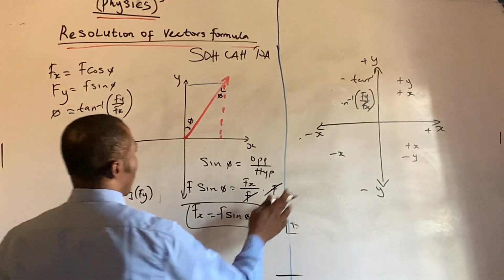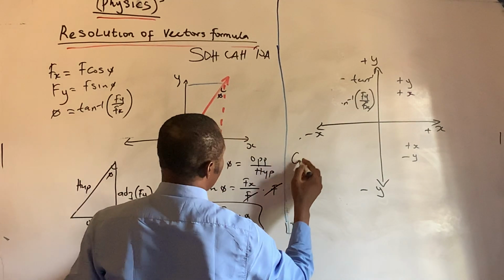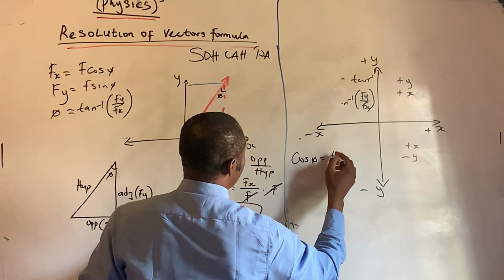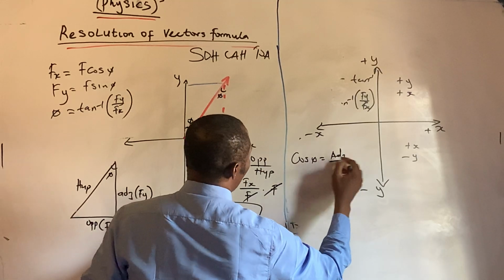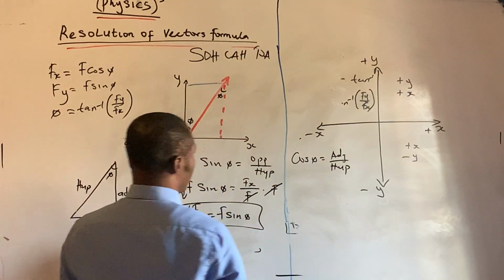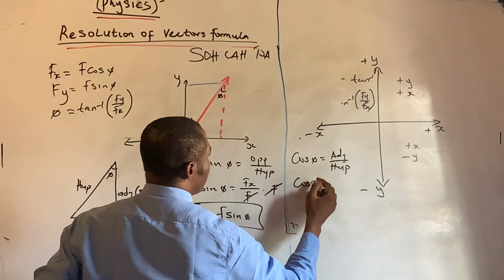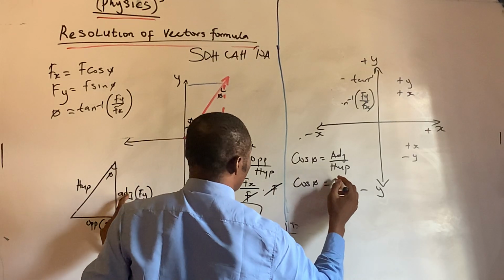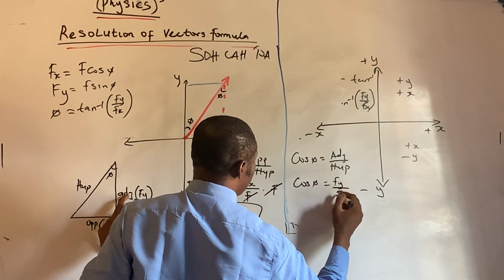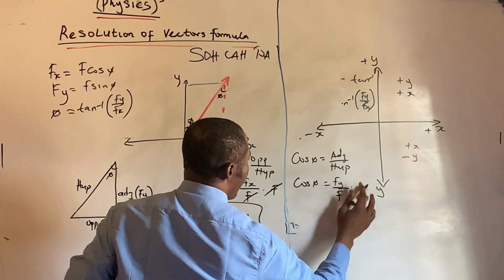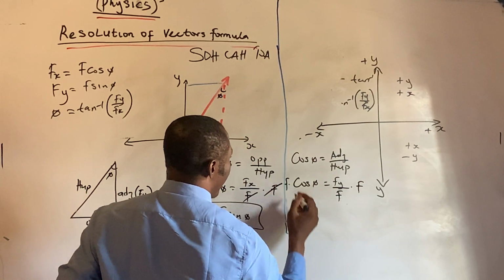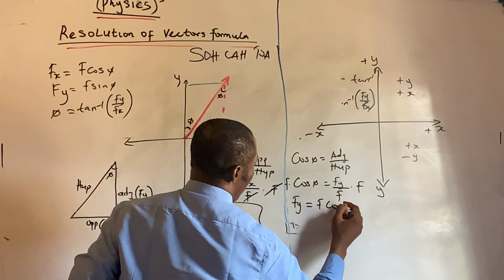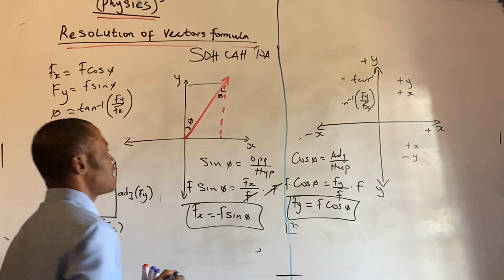Now, let's go to that of the cos theta. Cos theta is simply adjacent over the hypotenuse. Now, what is the adjacent? Adjacent here is f of y. So I have this f of y, hypotenuse is the f. If I multiply by f and multiply by f, f of y is equal to f cos theta. That is for the f of y.